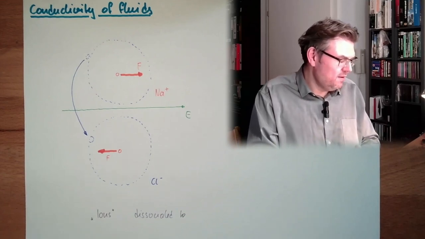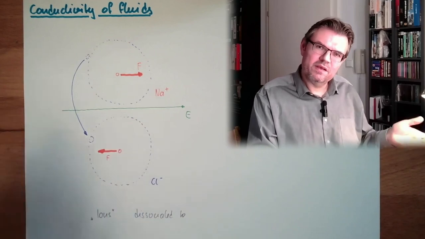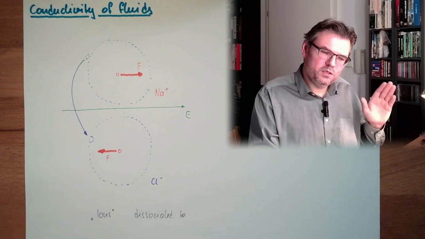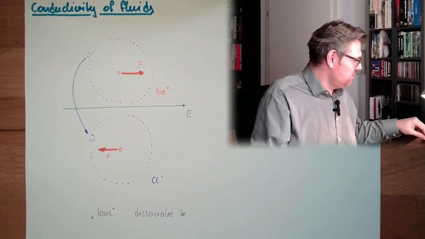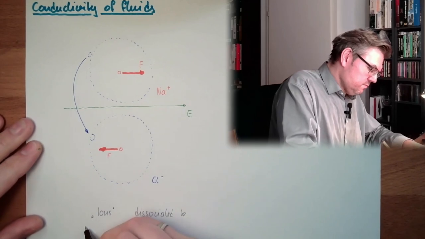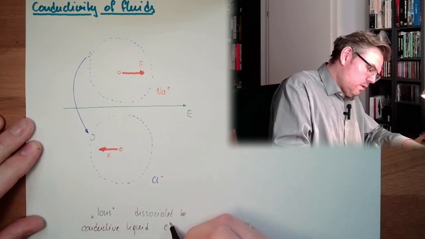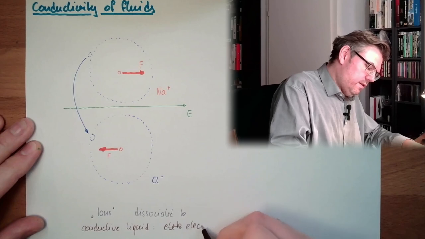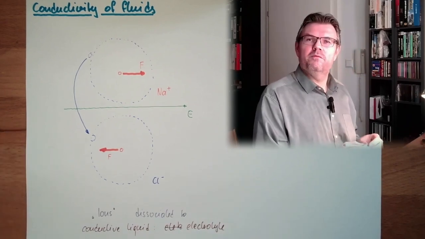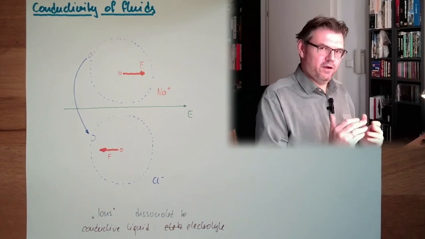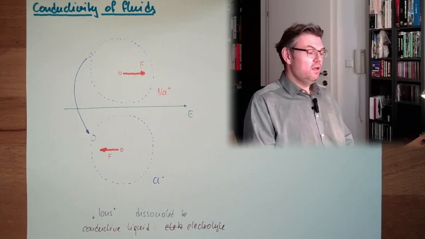And such a liquid which has dissociated materials inside, chemical components, like said, there are also acids which behave that way, is called an electrolyte. So a conductive liquid is an electrolyte. This would be Elektrolyt in German, when we write it with K. In English, electrolyte. Yeah, this is how conductivity in fluid is working.